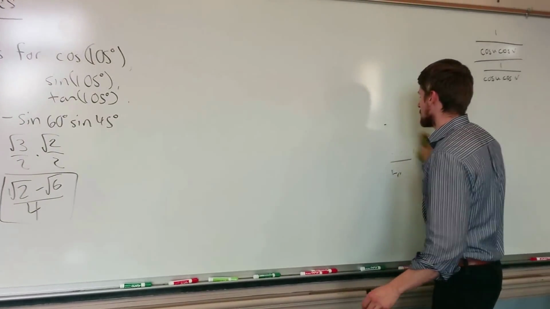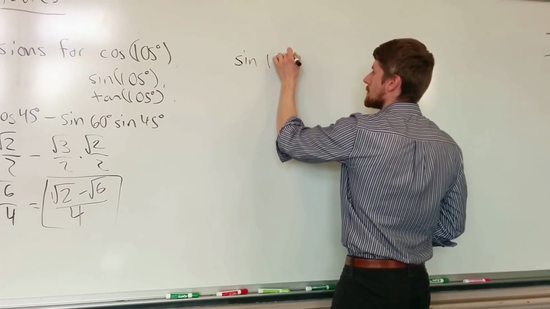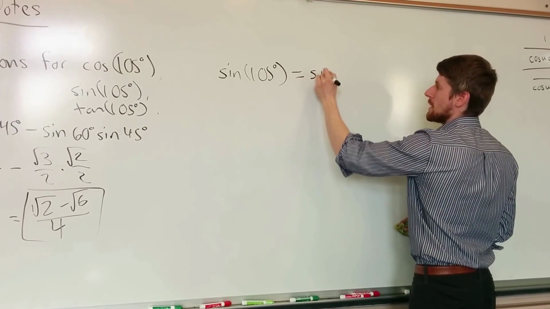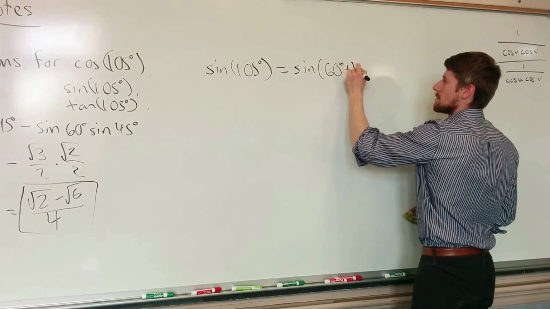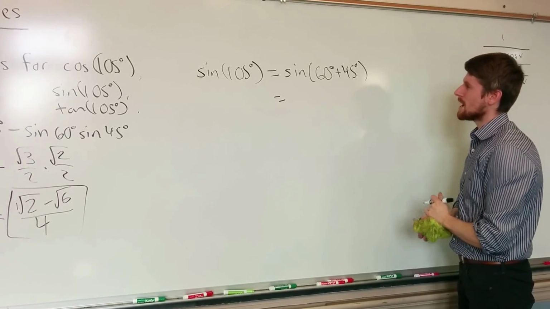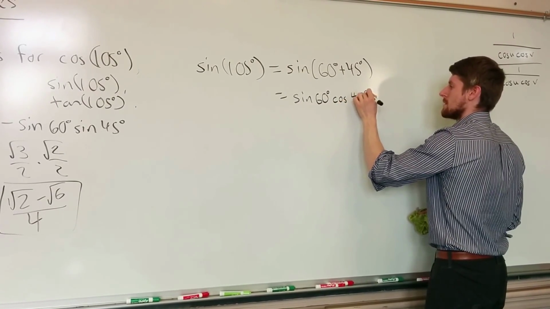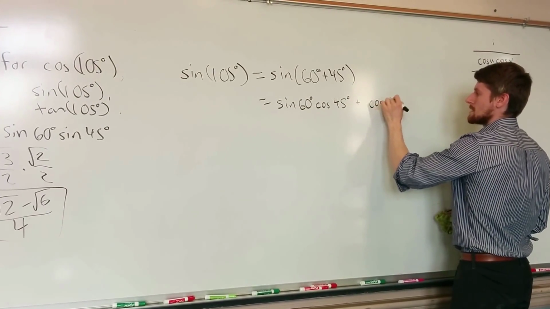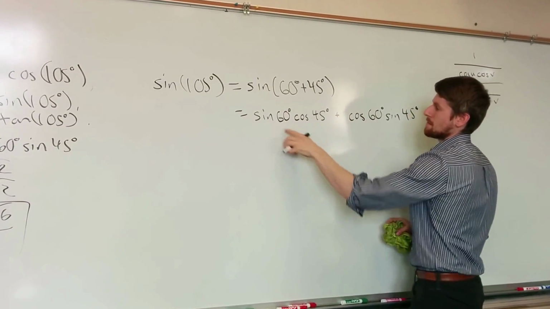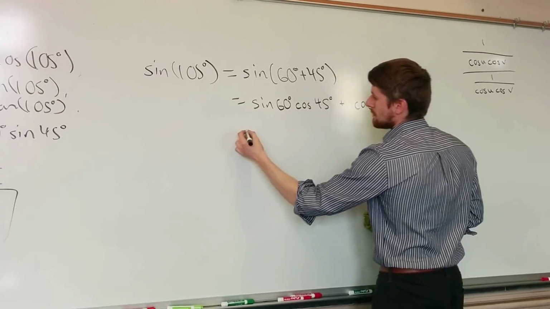Okay, so now let's find the sine of 105 degrees. Two ways to go about it, but we'll just use the angle sum since that's fresh in our minds. I can break this into a 60-degree and a 45-degree angle. So we get sine of 60 plus 45, which is equal to, using the angle sum identity for sine, sine of 60 cosine of 45 plus cosine of 60 sine of 45. Sine of the first angle, cosine of the second, plus cosine of the first angle, sine of the second.